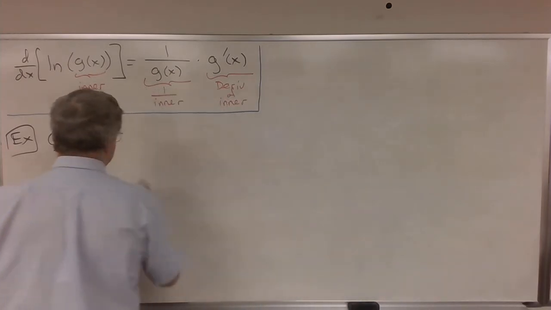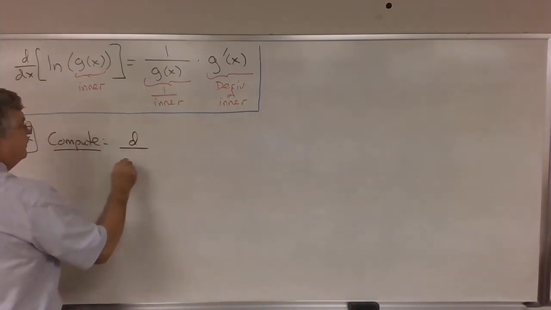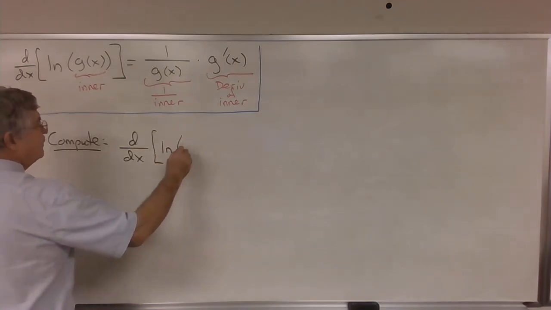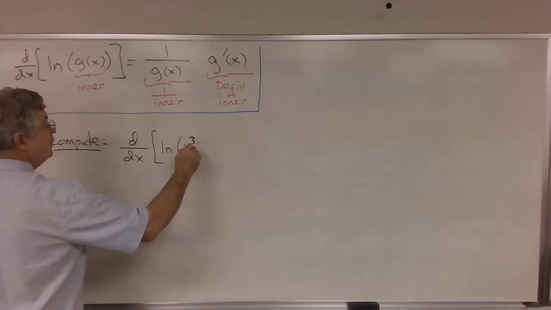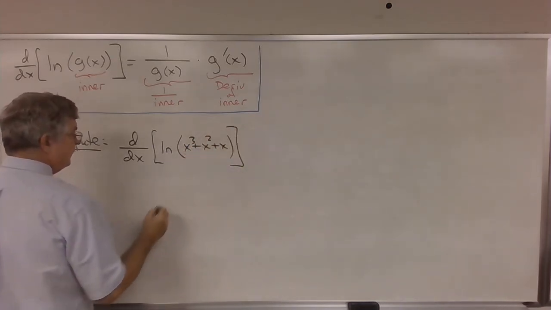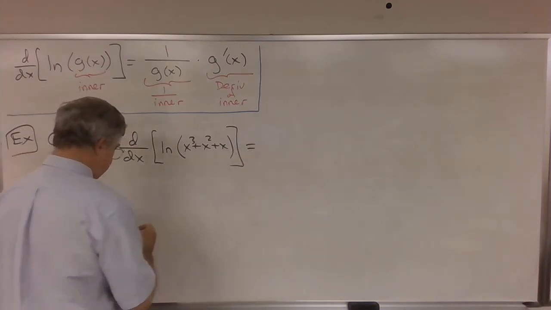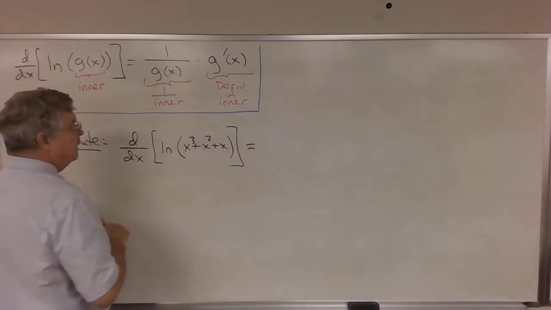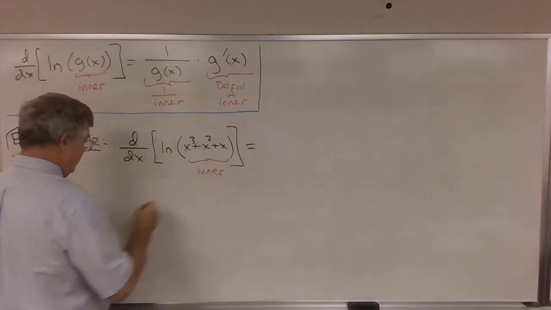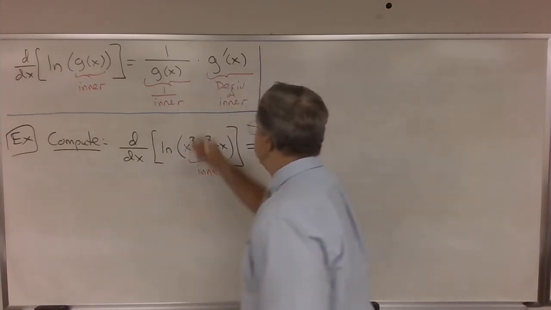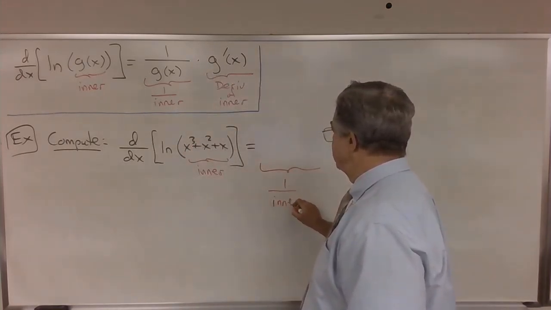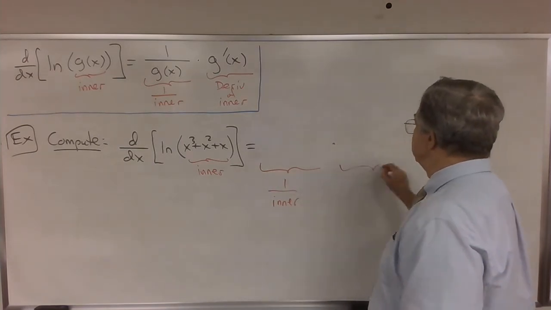So let's do some examples. Derivative of natural logarithm of x cubed plus x squared plus x. And here's our inner function. So we expect to get 1 over the inner times derivative of the inner.